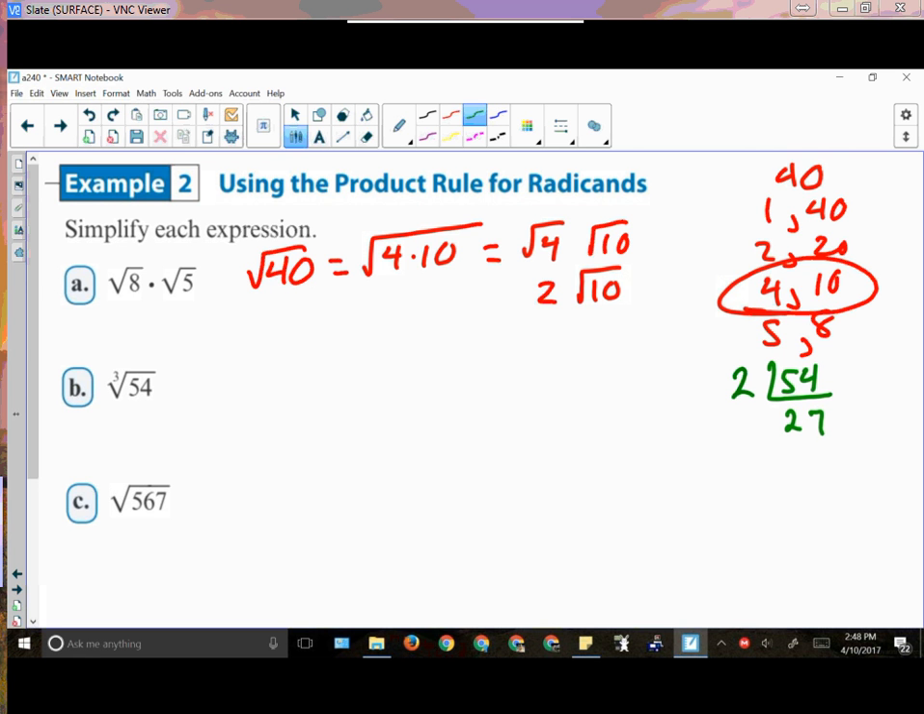27. Is 27 a prime number? The answer is no. Is 27 even? No. What's the next prime number after 2? 3. Is 27 divisible by 3? So 27 is divisible by 3 and I get 9. Well, 9 I know is divisible by 3 and I get 3.